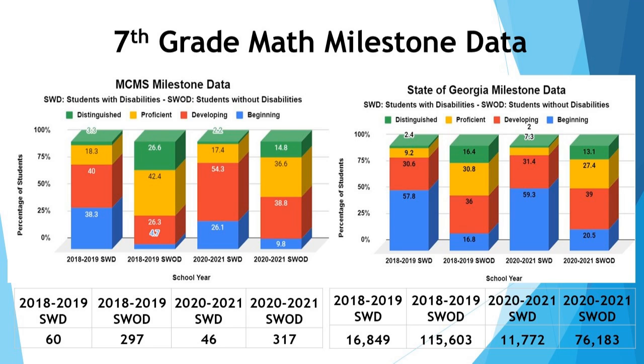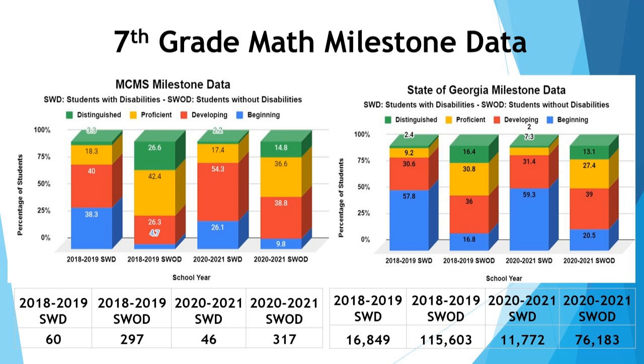Moving over to 2020-21, we can see that the students with disability percentages of struggling increased from the previous year. Compared to the state, our percentages look better due to the massive increase in students at the beginning level for the state at 59.3%, compared to MCMS at 26.1%. Both populations struggle tremendously, and most students are in the beginning and developing levels.